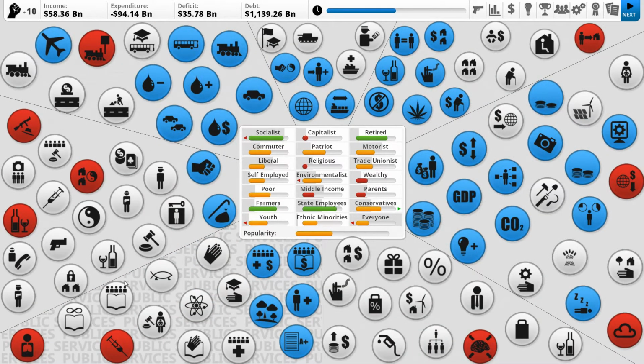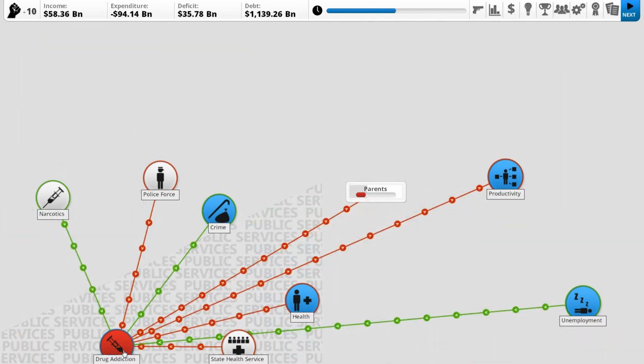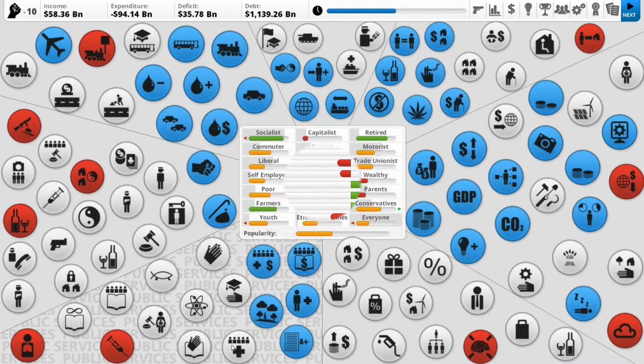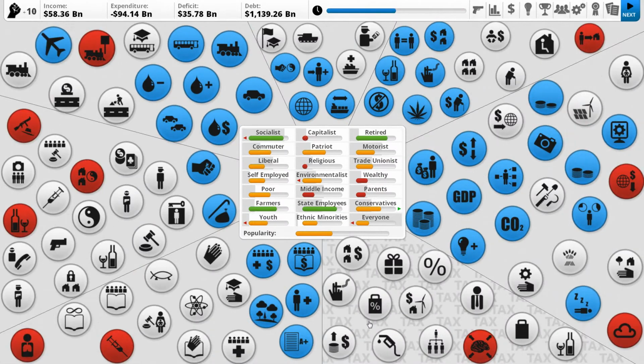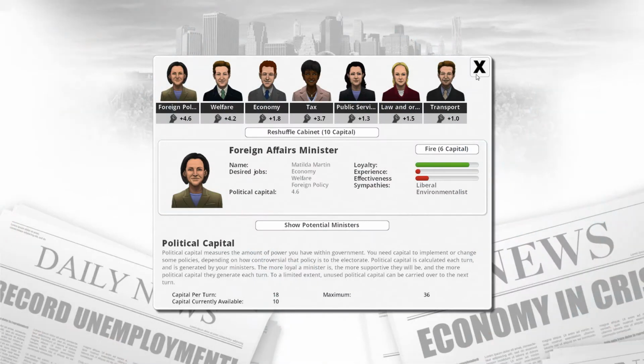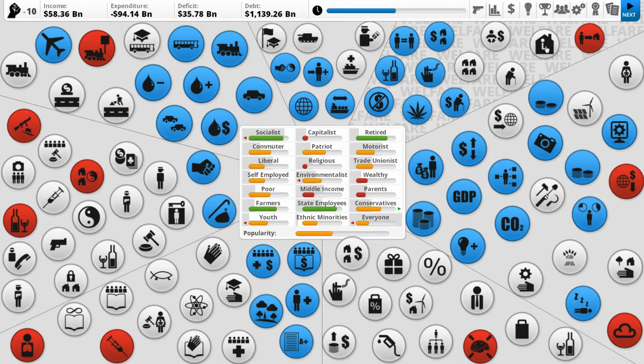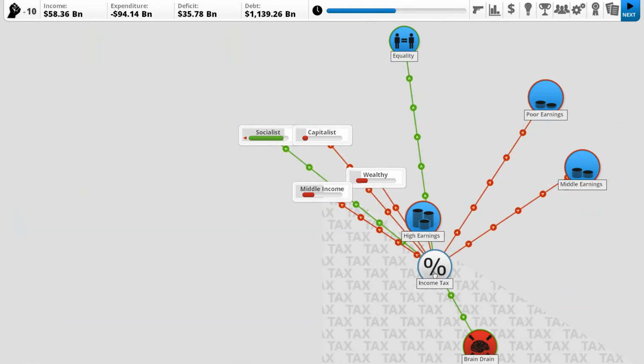Recreational drugs tax. Do we have a drug problem yet? Oh, we do. We could raise the, what are state health services at? Some prevention. That's costing us 11 billion. What happens if we... Nope. I don't even have enough to do that. Oh, we're only at 10? Is that because... No, we get 18 per turn. What did I spend that on? I don't even remember. Well, looks like we're going to have to raise income taxes, which is the worst thing.